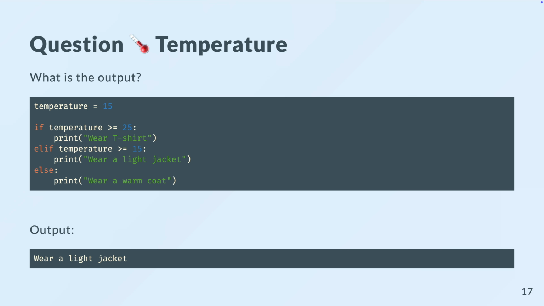Let's check. Temperature is 15. 15 is not greater than or equal to 25. So the first condition is false. Now check the second condition. 15 is greater than or equal to 15. That is true. So Python prints, wear a light jacket.